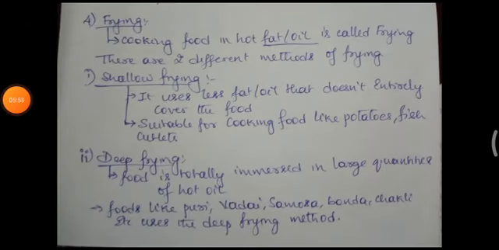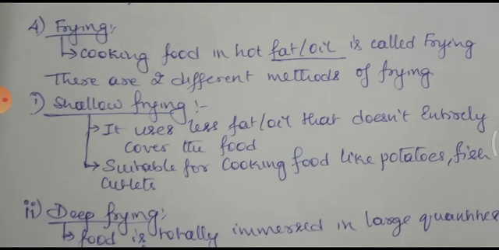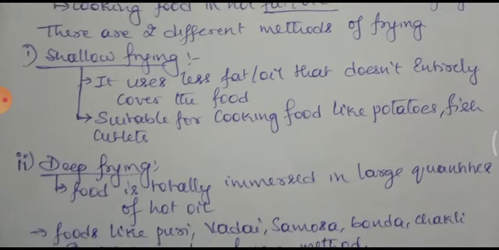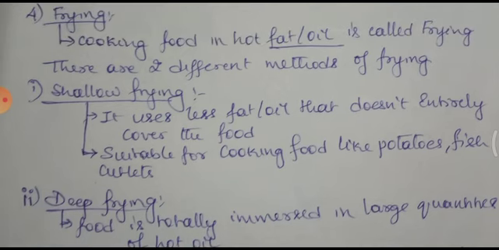Next is frying. Boiling, simmering, and steaming involve water. For this method, frying, food is cooked in hot fat or oil. So here oil or fat is used. There are two different methods of cooking using oil or fat. The two types of frying are shallow fry and deep fry. Shallow means less, deep means it involves more oil.